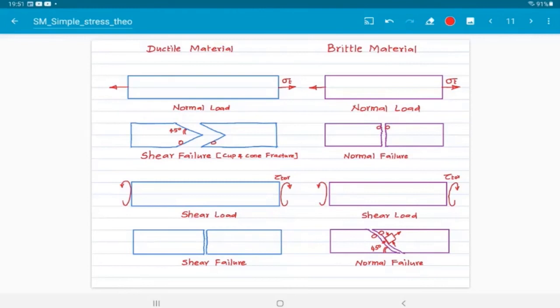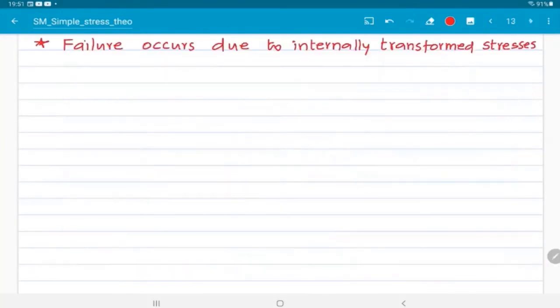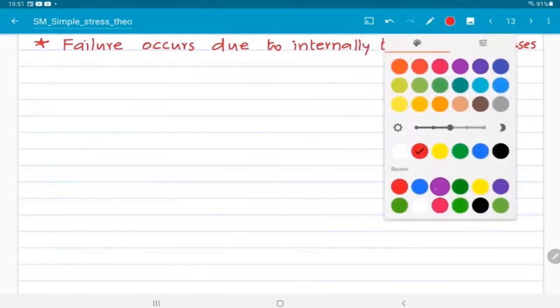Now come to the brittle material. Whether you are applying the normal stress or shear stress or both in the external surface, it is not a matter. Internally transformed normal stresses, it means principal stresses, right, are causing the failure, normal failure. Okay, so all the brittle materials are failed by internally transformed normal stresses. All the ductile materials are failed by internally transformed shear stresses. Okay, right. So first conclusion, the type of failure depends on material.